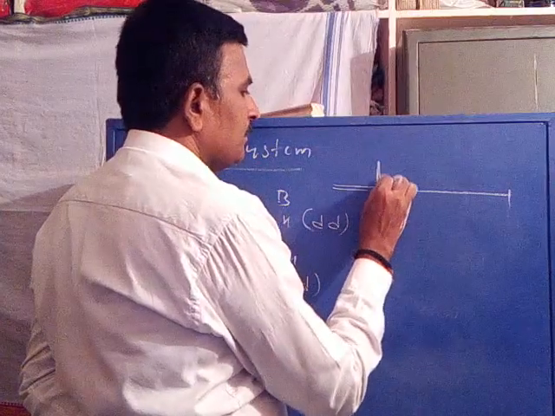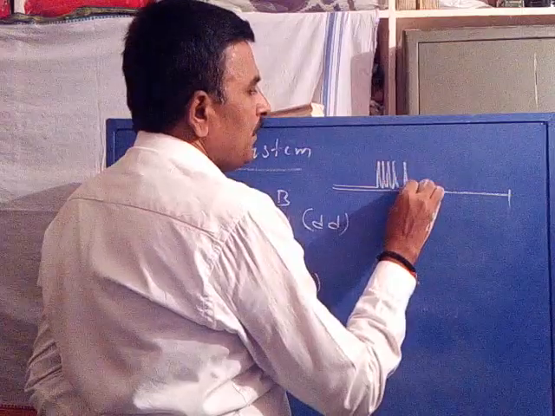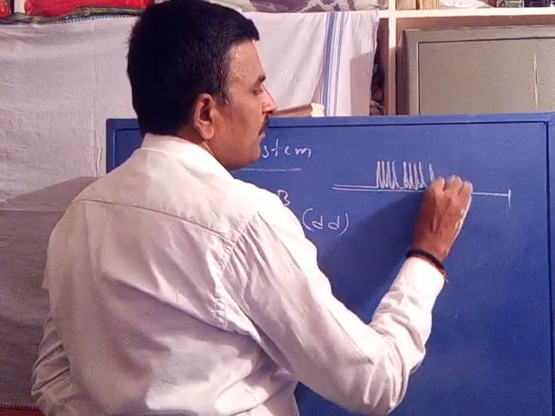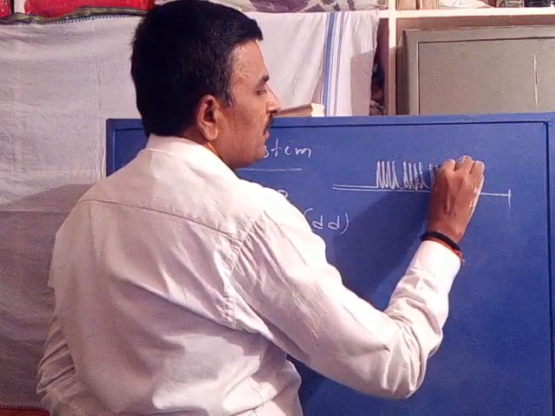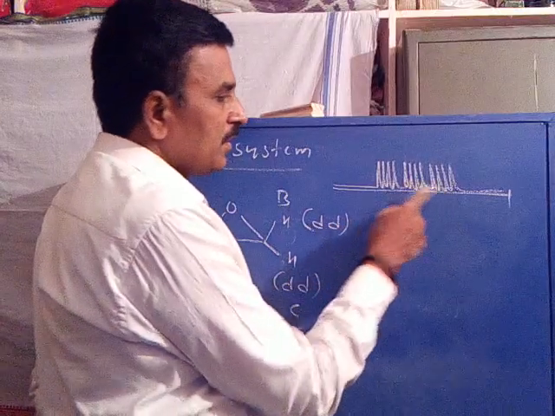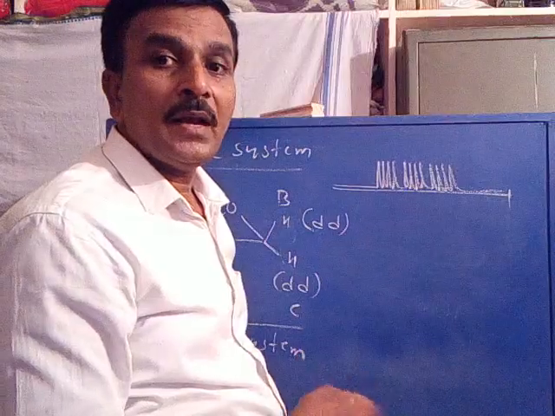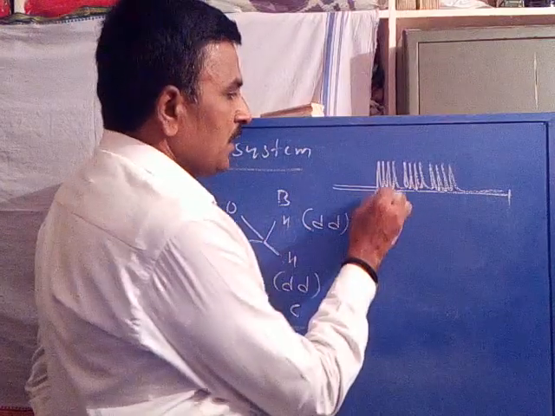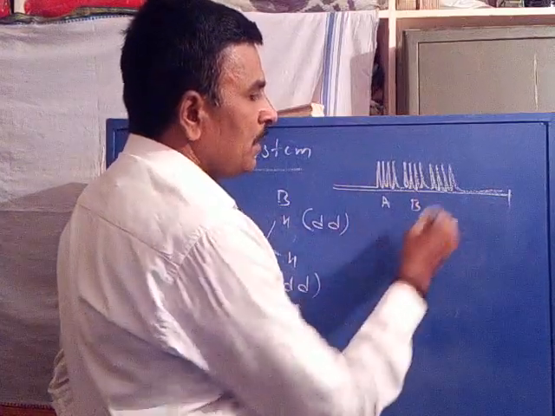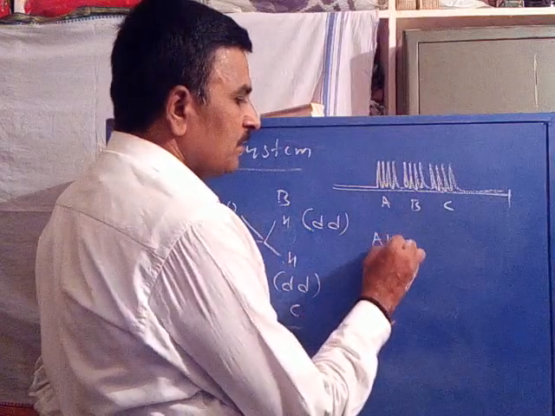Double doublet, immediately another double doublet, immediately another double doublet. As the frequency difference between the three protons is very small, they appear immediately or very close to each other. This is the double doublet for A proton, this is the double doublet for B proton, double doublet for C proton. So this is ABC system.